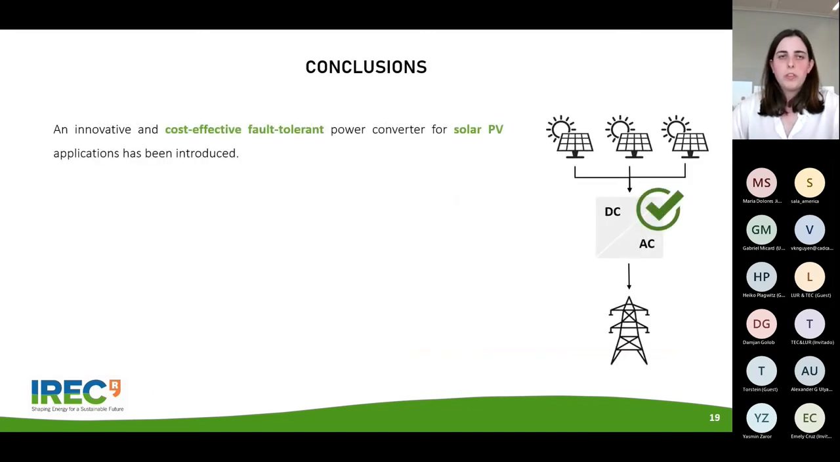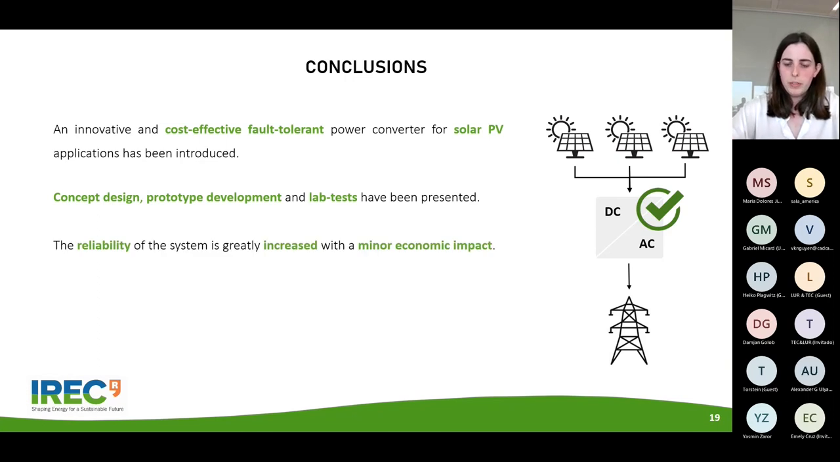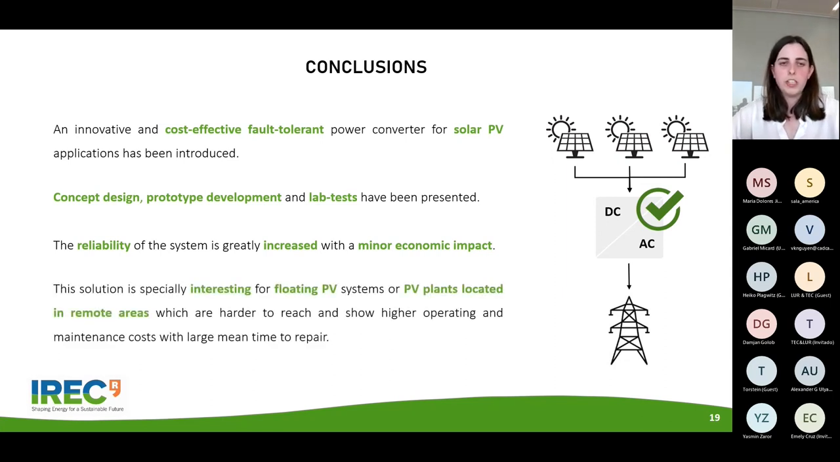So now let's move on to some conclusions. From IREC in SuperPV, we have presented a cost-effective fault-tolerant power converter for solar PV applications. We also have presented lab tests of this concept design and a prototype development. We have been able to increase the reliability of the converter in solar PV applications with minor economic impact. And from IREC, we think that this solution is especially interesting for systems that are harder to reach and show higher operating and maintenance costs, like floating PV systems and PV plants located in remote areas.